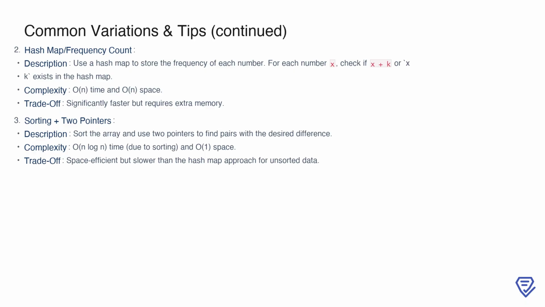Lastly, you can use the sorting plus two-pointer technique. By sorting the array first and then using two pointers to find valid pairs, you achieve O(n log n) time complexity and O(1) space. While this method is more space efficient than hash maps, it can be slower due to the sorting step, especially for unsorted input. Each approach has its trade-offs, so choose based on the problem constraints and requirements.